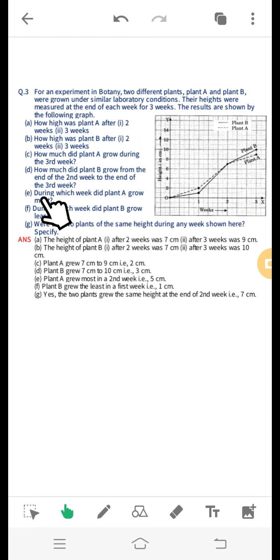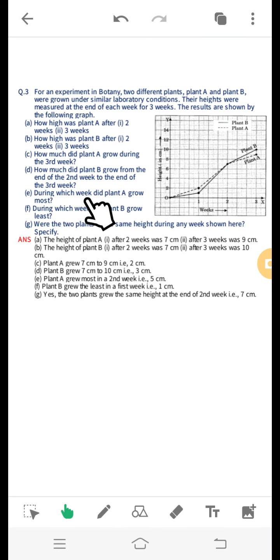That is the difference. How much did plant B grow from the end of the second week to the end of third week? Also we have to take the difference between third week and second week for plant B. Plant B grew from 7 centimeter to 10 centimeter. So 10 minus 7, it's 3 centimeter.